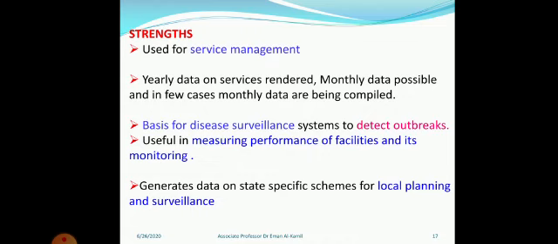It is regarded as the basis for a disease surveillance system to detect outbreaks sometimes. It is also useful in measuring the performance of facilities and monitoring the health services provided for these patients, and by monitoring it also generates data on a state specific scheme for local planning and surveillance.